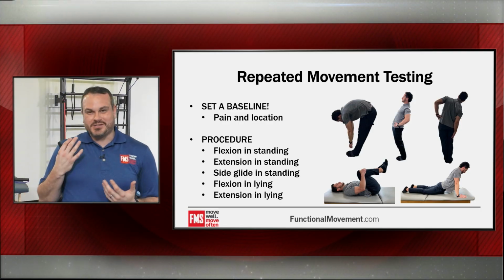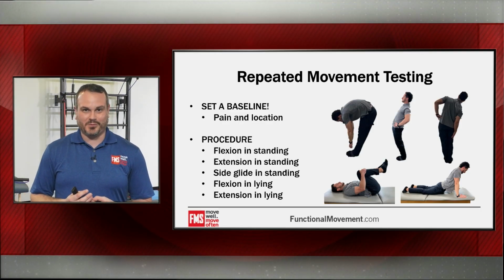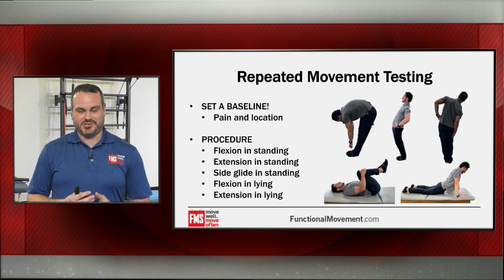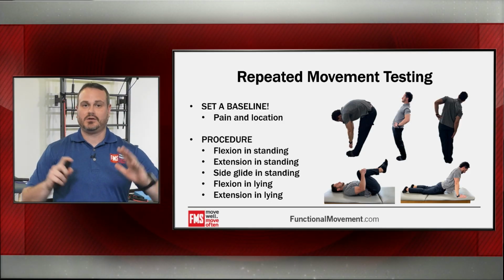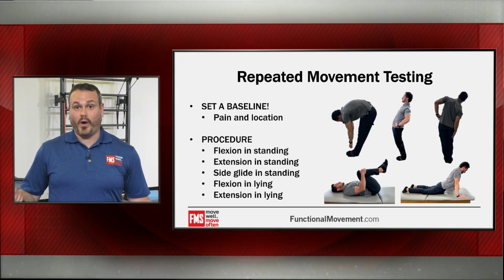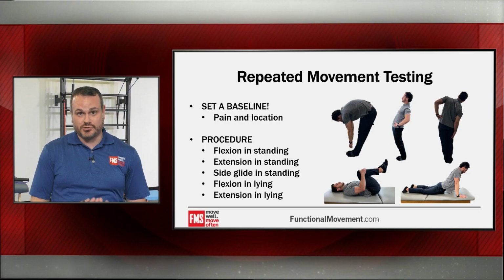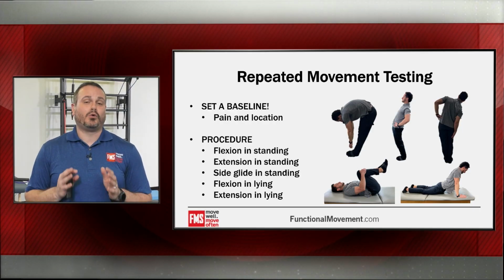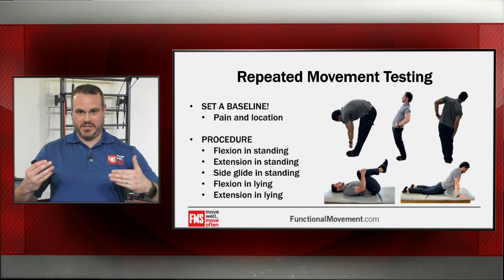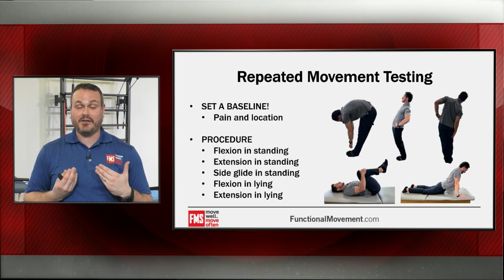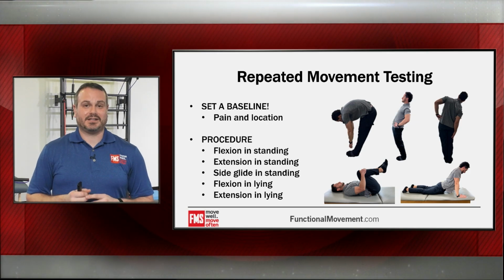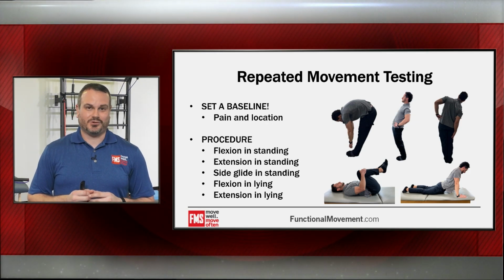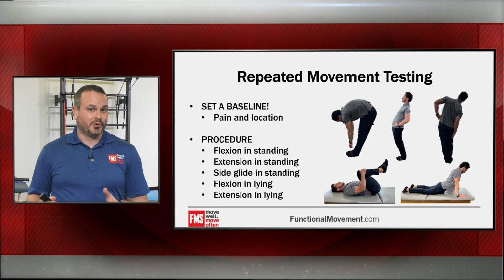So be very specific before you start your repeated motion exam to ask the patient, okay, what intensity is your pain right now? 0 to 10, what intensity is it, and where is it? Is it just in your low back? Is it down in your calf? Is it in your toes? Is it in your hamstring? Where is the pain? Because these symptoms can travel, right? Sometimes they're there, sometimes they're not, right? And so we need to be able to know exactly what we're dealing with.